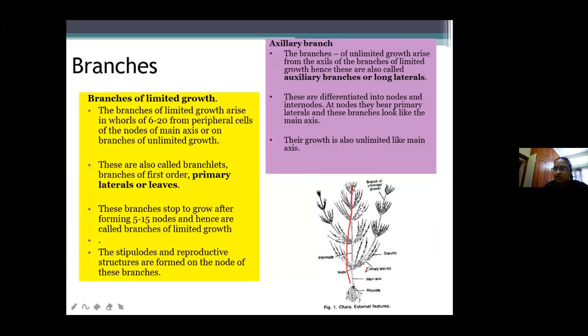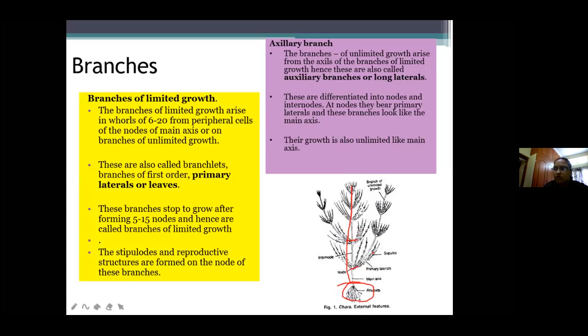In this erect main axis, there are nodes and internodes, as you know, yesterday I told what is the node and what is the internode. Branched rhizoids are also present at the stem, attached to the substratum. What is the use of the rhizoid attached to the substratum? This rhizoid is also multicellular, with oblique septa present.